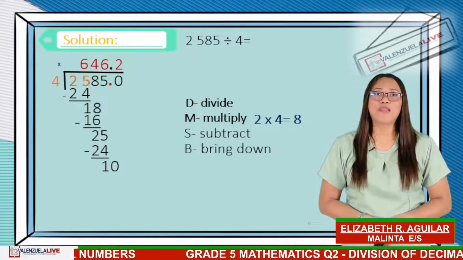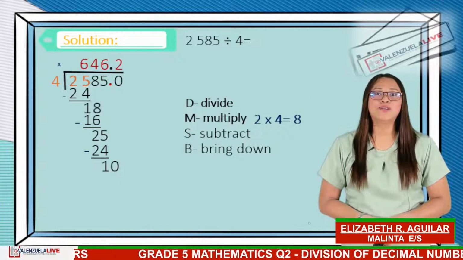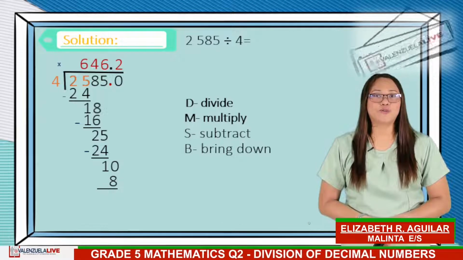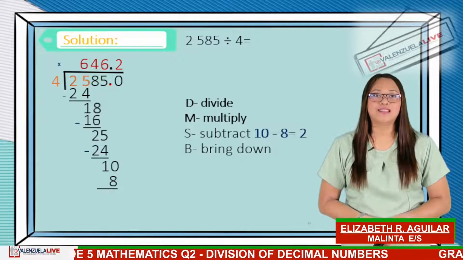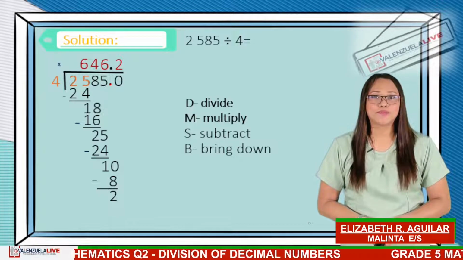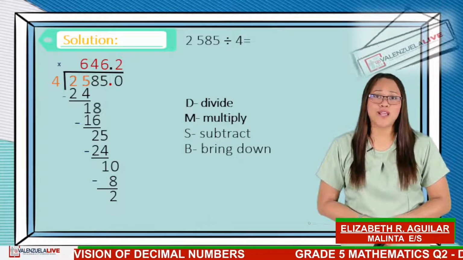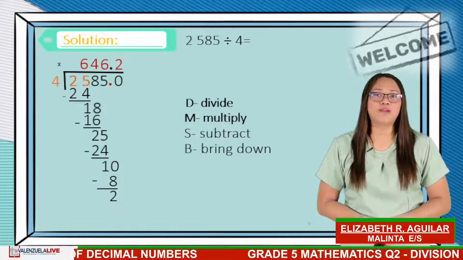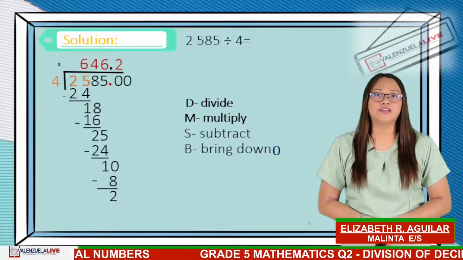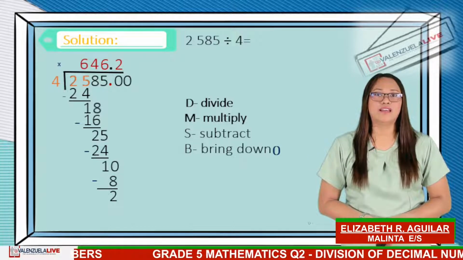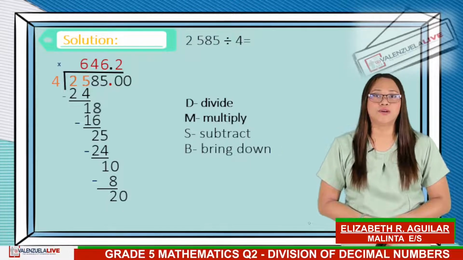Then 2 times 4 is equal to 8. Then we have to subtract. 10 minus 8 is equal to 2. But we have still a remainder. So what are we going to do? Okay, we are going to write another 0 in our dividend. Then we are going to bring down the 0.